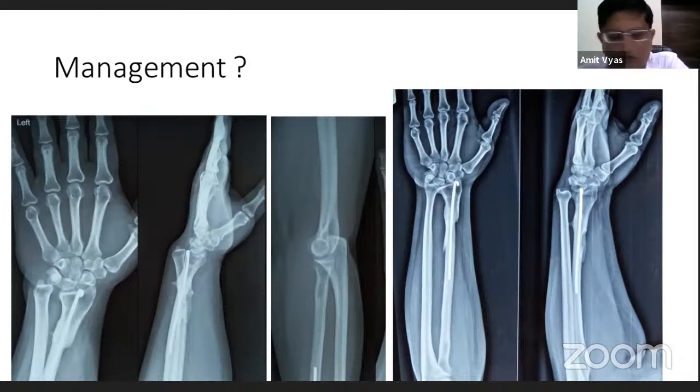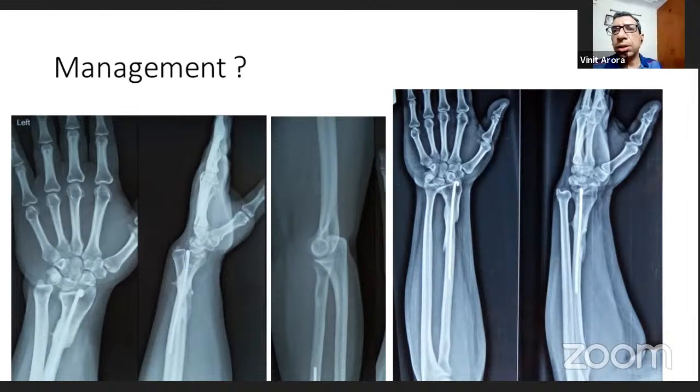Okay, Vineet, do you want to add something? I think yes, definitely, because there is a shortening as well as malunion of the radius. So unless you treat the malunion of the radius, you will not get the radio-ulnar joint back. So you have to remove this nail and do a corrective osteotomy of the radius, because the ulna is not malunited, the ulna stays there and the wrist has fallen into flexion. So you have to reduce the head of the ulna back to the sigmoid notch, and then assess the ligament.